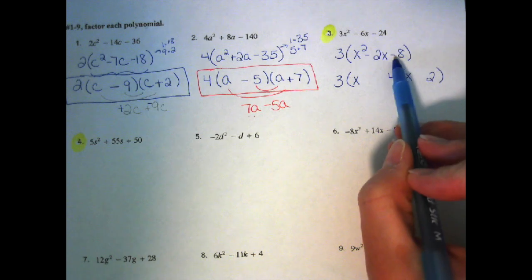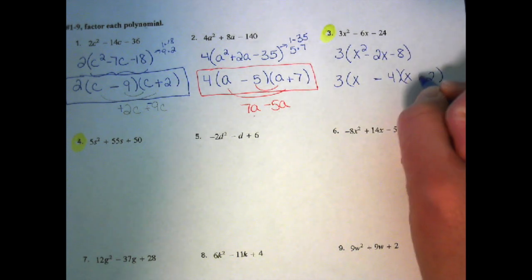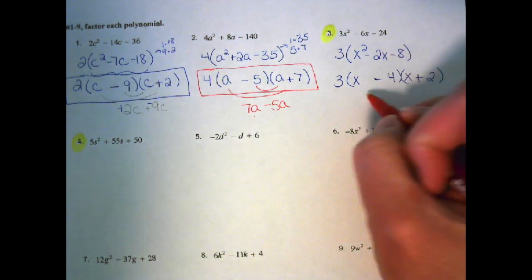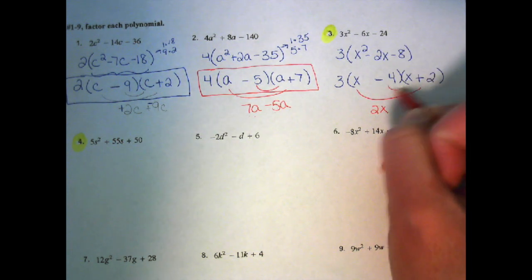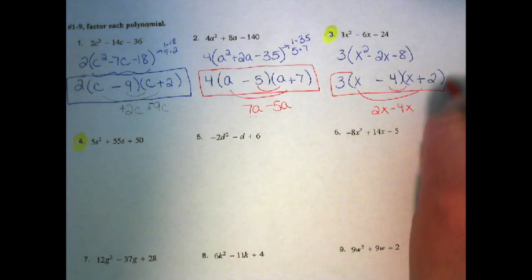And this tells me my signs alternate. So this one gets the bigger. So I get -4 and a +2. And if I quickly check my outers, that's a +2 and a -4. Yep, that's the right middle term, so I know I've done it correct.